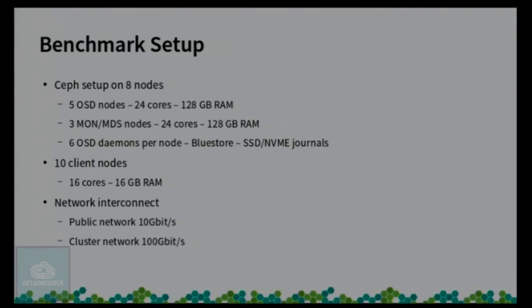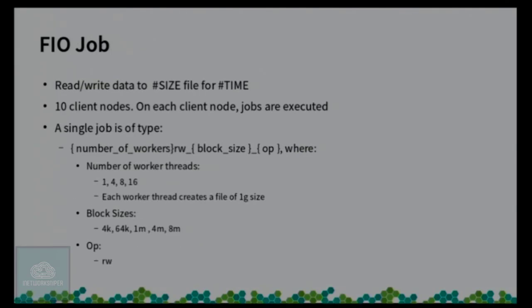The public network was 10 gigabit per second, and the cluster network was 100 gigabit per second. For benchmarking, we are using fio. So we are reading and writing data to a file of a specific size for a specified time. And we are running this benchmarking over the 10 client nodes.